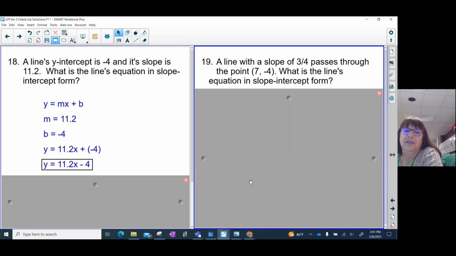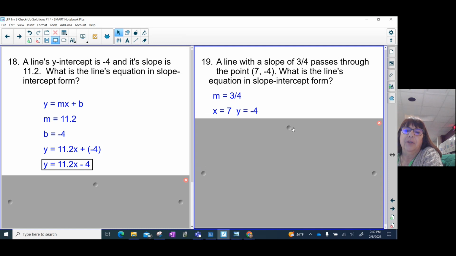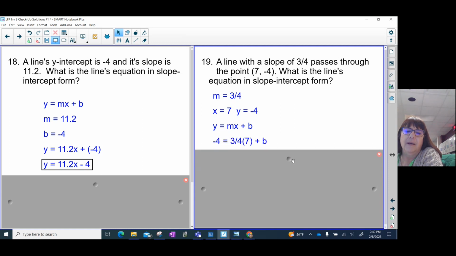Number 19, a line with a slope of 3/4 passes through the point 7, -4. What's the line's equation in slope-intercept form? So again, they gave us our slope, or our m, and that's 3/4. And they gave us an x, which is 7, and a y, which is -4. So we're going to use the m, the x, and the y, and we're going to put those into y equals mx plus b. We're going to substitute the -4 for the y, the 3/4 for the m, the 7 for the x, and then we're going to solve for our y-intercept, or our b.